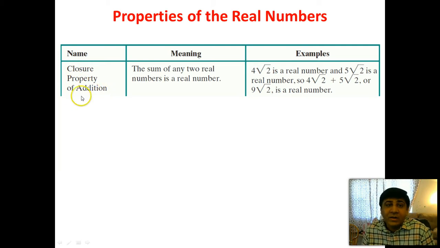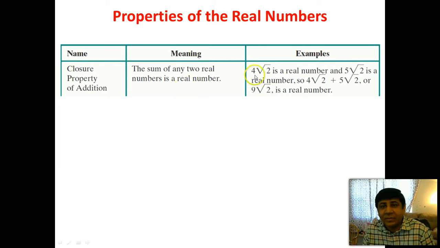Okay, what does that mean? Closure property means that if you take any two real numbers and add them up, the result will be another real number. So it's not that if you add two real numbers you get something else. All real numbers are closed under addition. So the sum of any two real numbers is another real number.